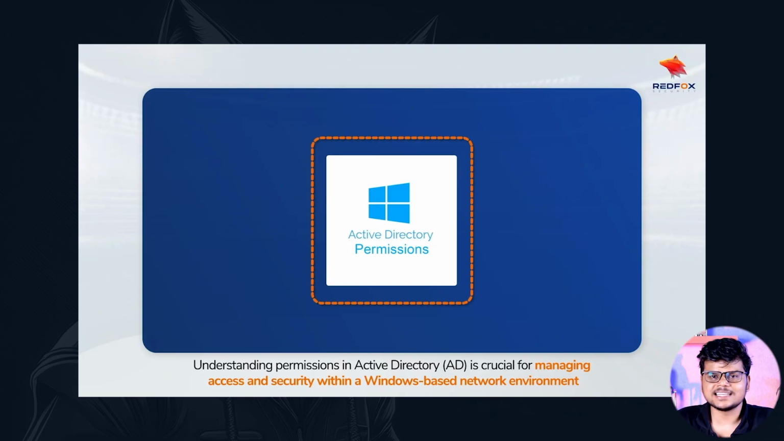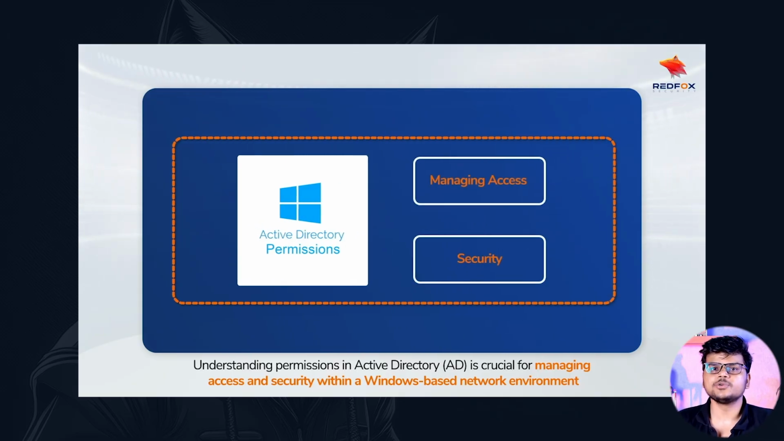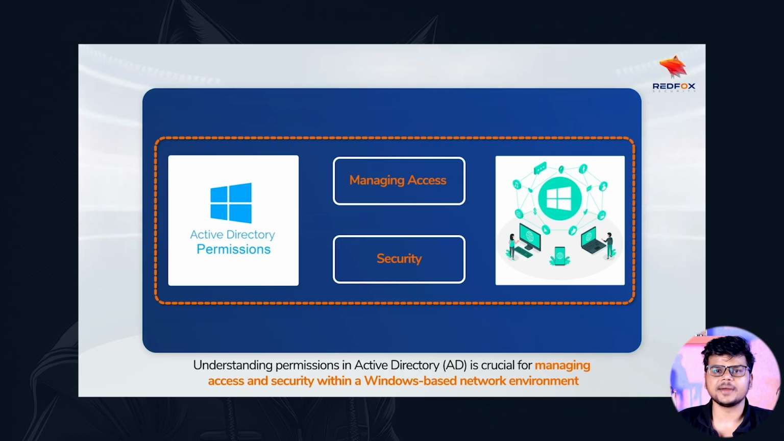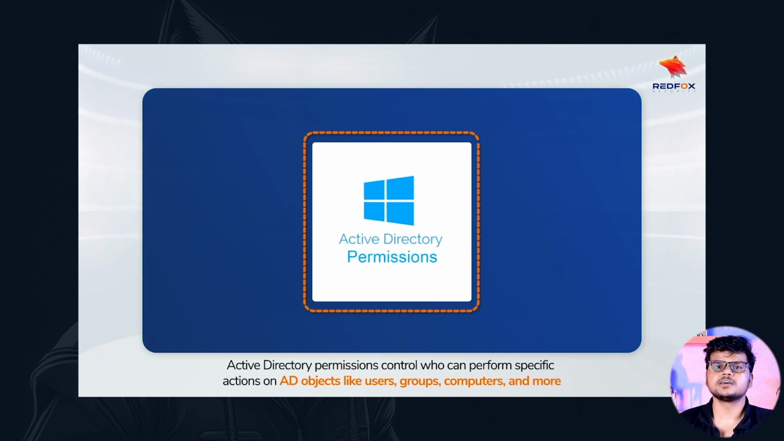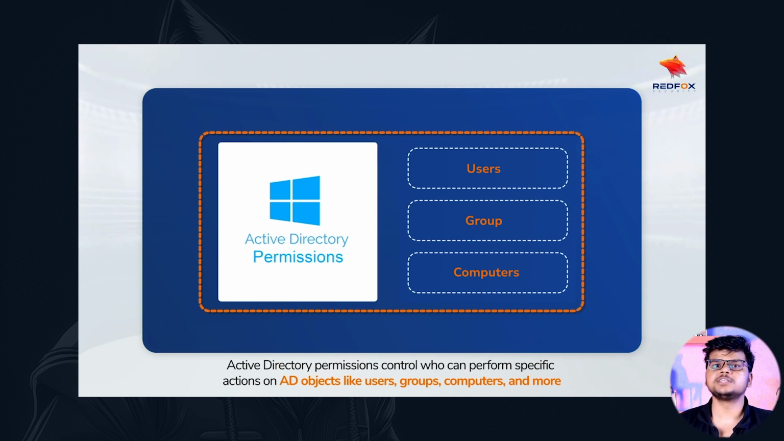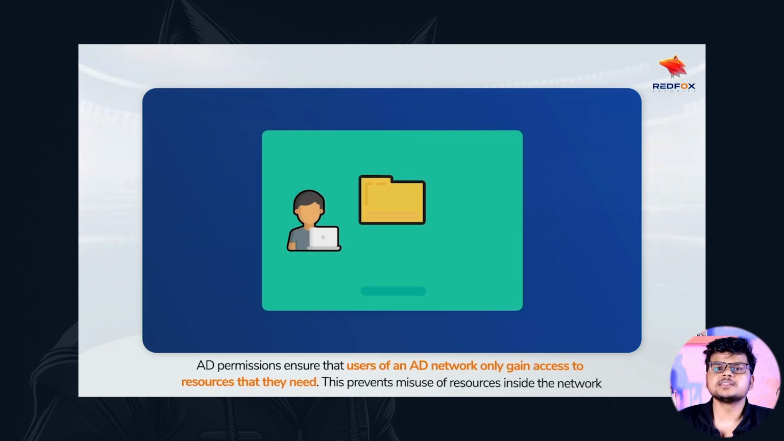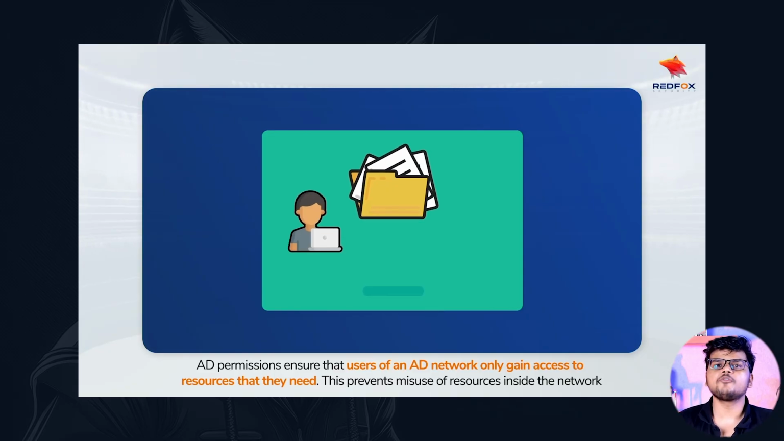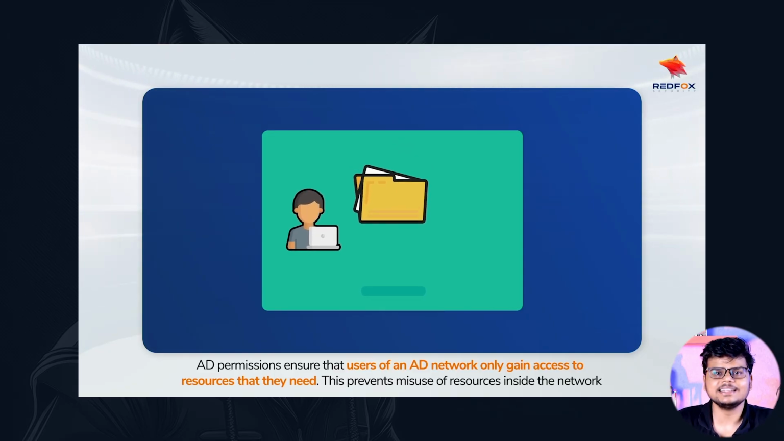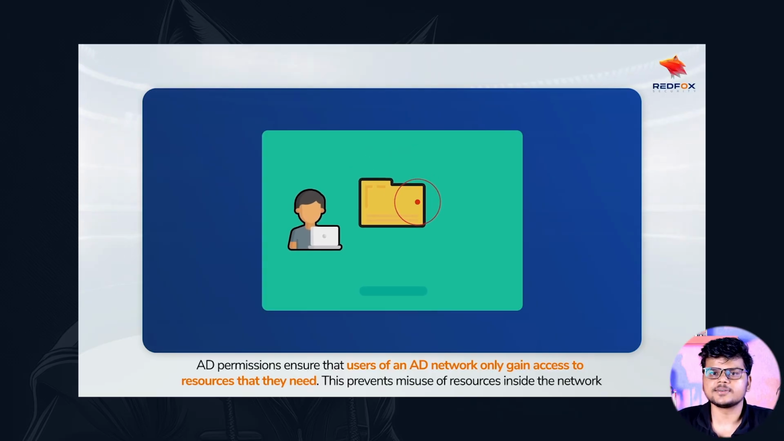Understanding permissions in Active Directory is crucial for managing access and security within a Windows-based network environment. Active Directory permissions control who can perform specific actions on AD objects like users, groups, computers, and more. AD permissions ensure that users of an AD network can only gain access to resources that they need. This prevents misuse of resources inside the network.